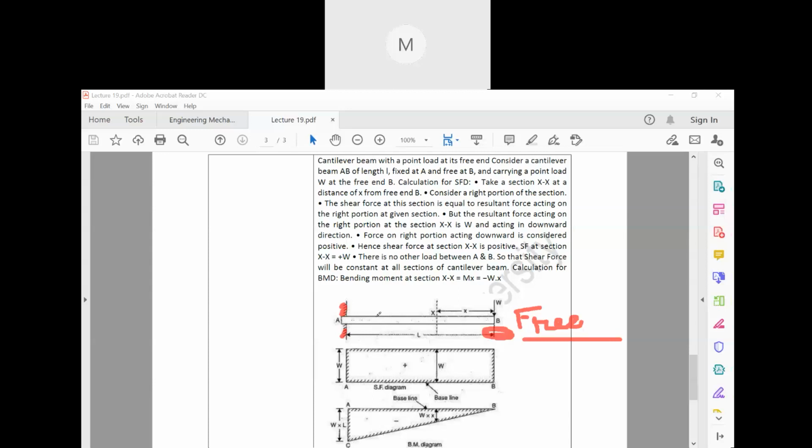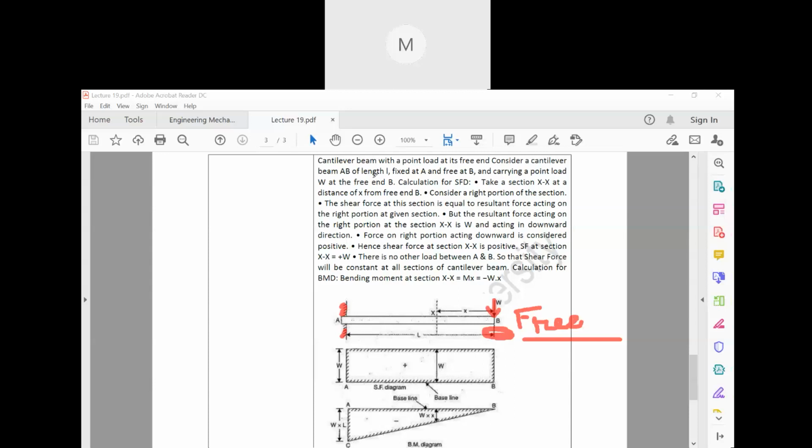Now first of all, what you have to find out is the shear force. Now for finding out the shear force, what is happening? If you see here, the shear force is found out in this manner. Look, there is only one force acting here. So as per the definition of shear force, it is the summation of all the forces acting either on the right or the left of the structure.